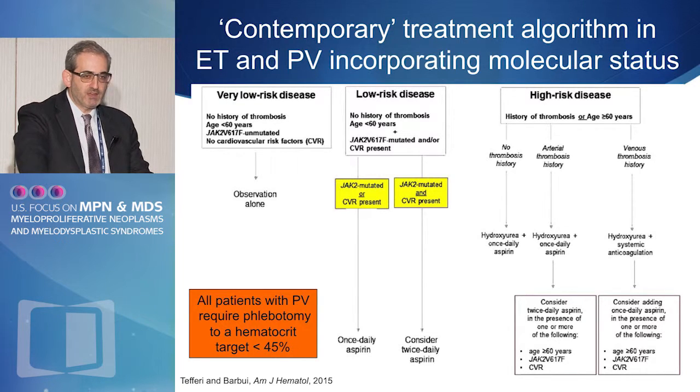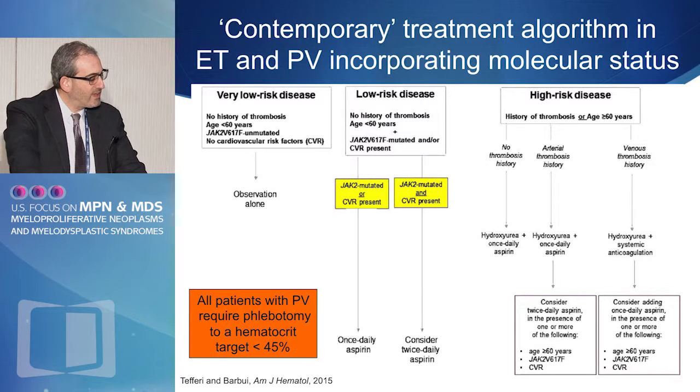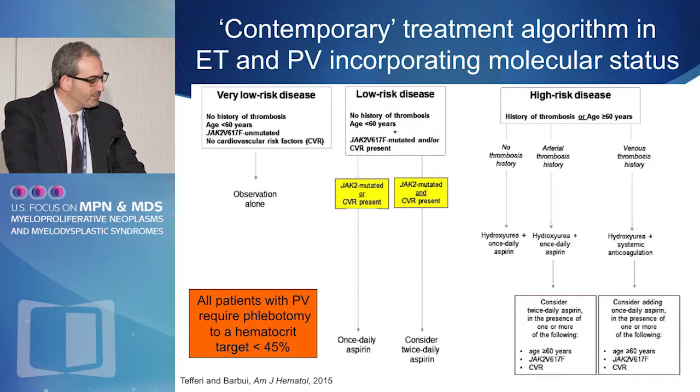However, if patients had low risk but not very low risk disease, that is, no history of thrombosis and younger age, and they had the JAK2 mutation or cardiovascular risk factors present, they would consider the use of once daily aspirin. If you have both, they would consider using twice daily aspirin. I really don't know any specific data to suggest that this is necessarily the right way to go. I don't think it's necessarily evidence-based, but that is a consideration.